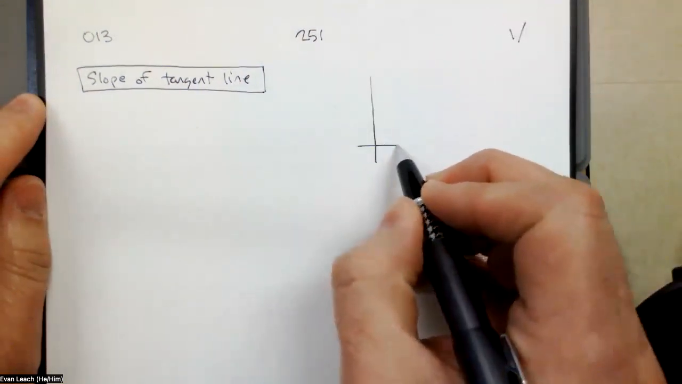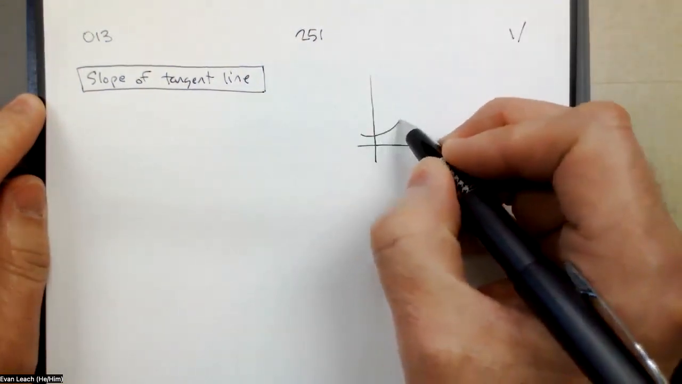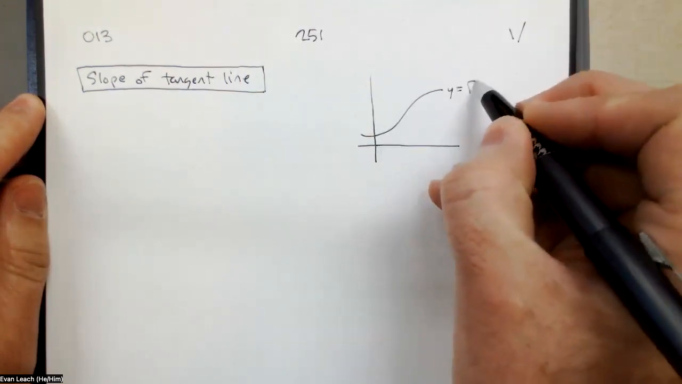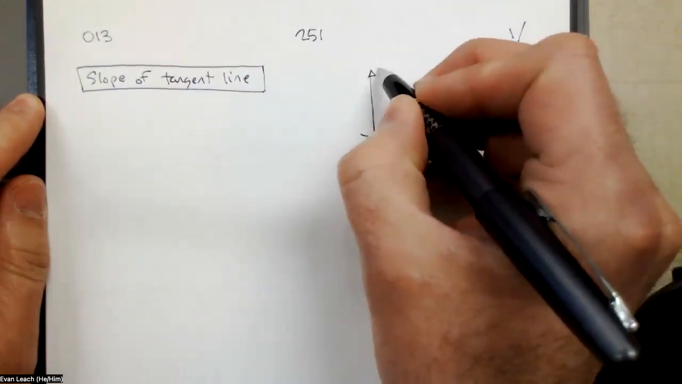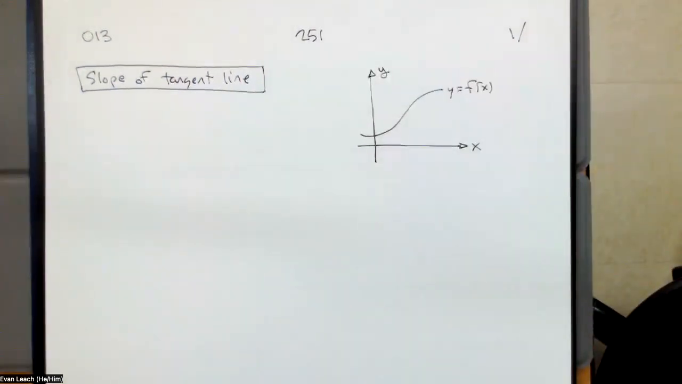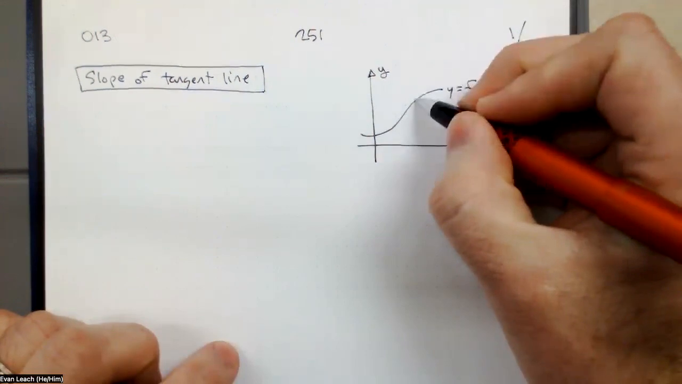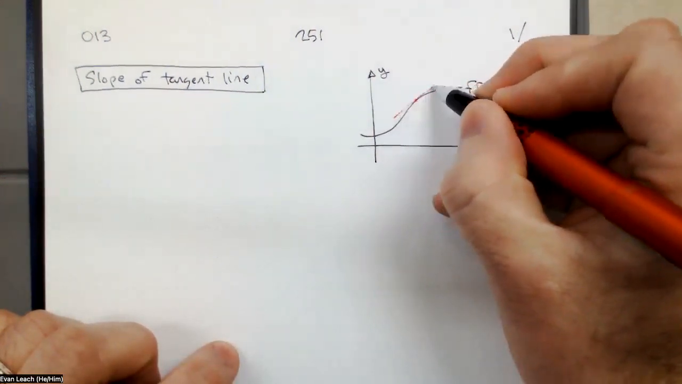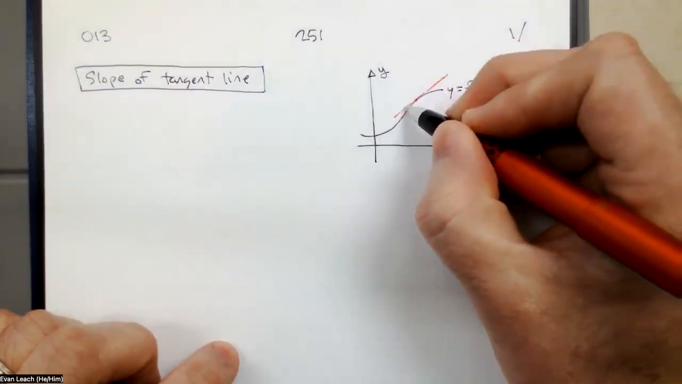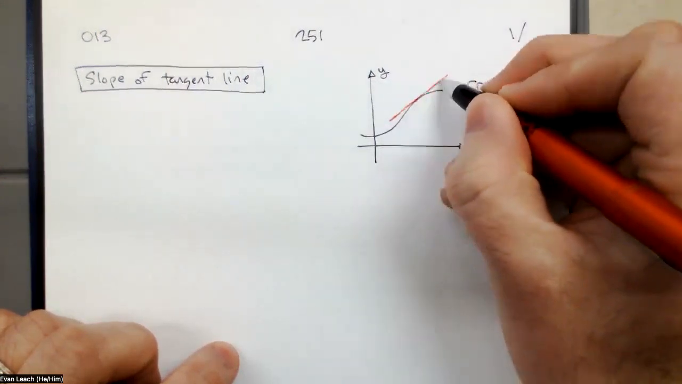If I have a curve, we're going to start by defining the curve as a function because it's convenient for us to do so. So we have a curve and we have a given point. We are interested in the slope of the line tangent to the curve at a given point.